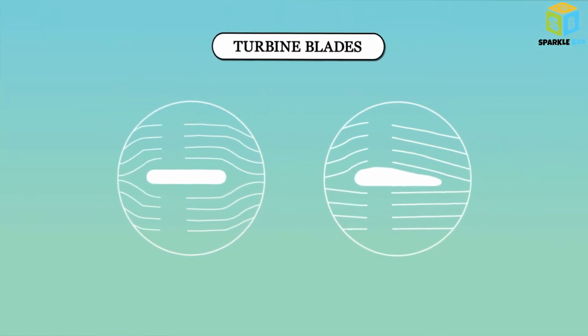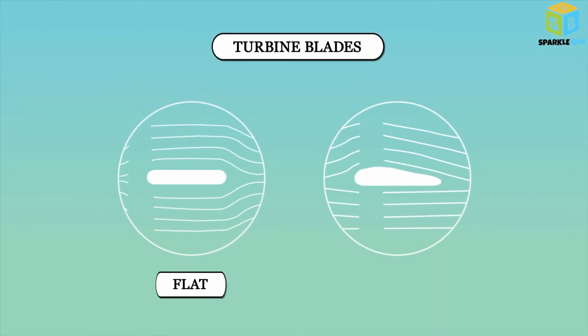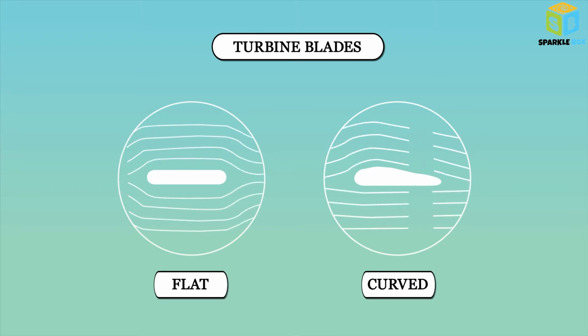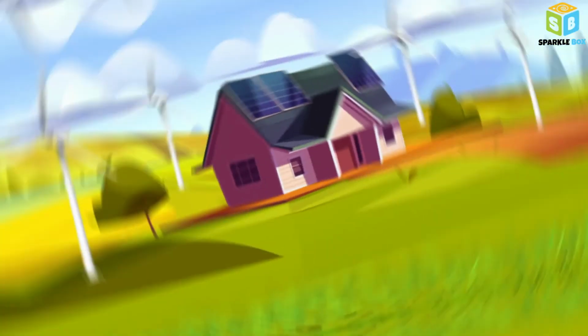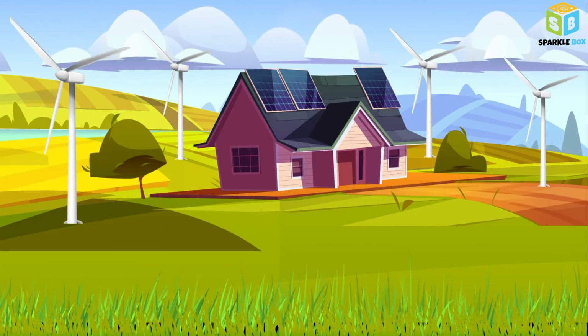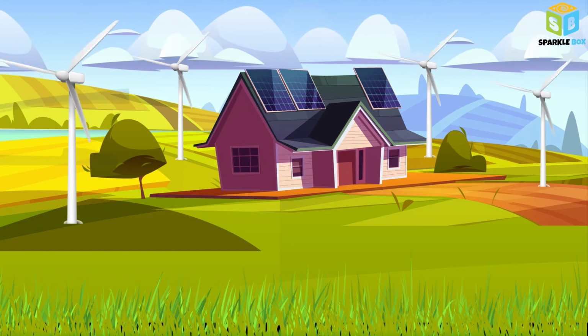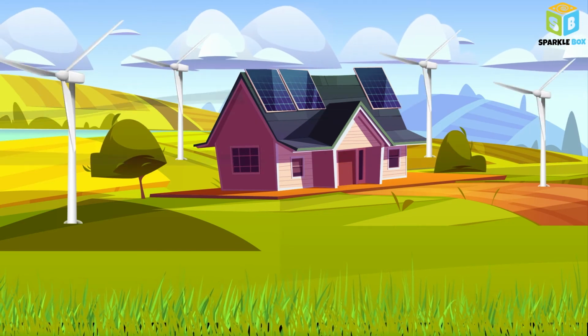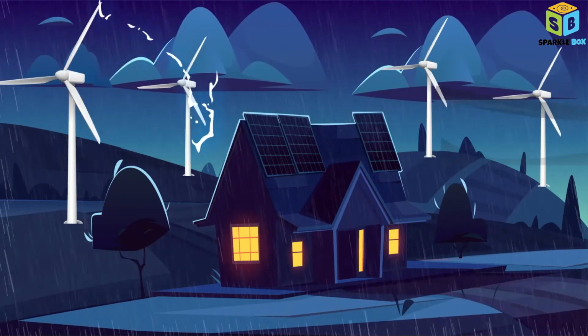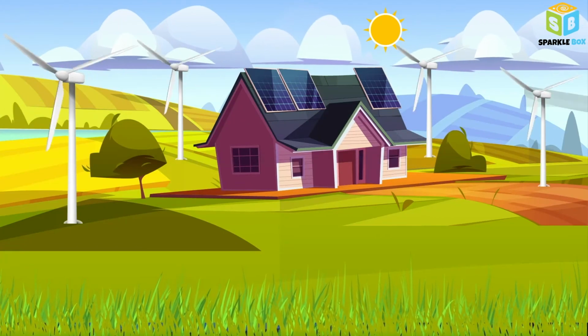In the earlier days, the blade designs used to be flat. The modern blades are curved like airplane wings, and wind travels faster on the curved surfaces. The blades of a wind turbine are made of fiberglass and resin layers. These blades are strong enough to operate through rain, lightning, and sunlight for over 25 years.